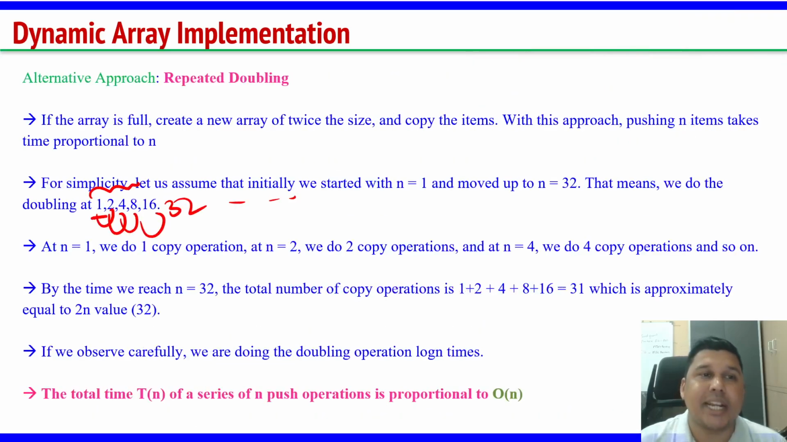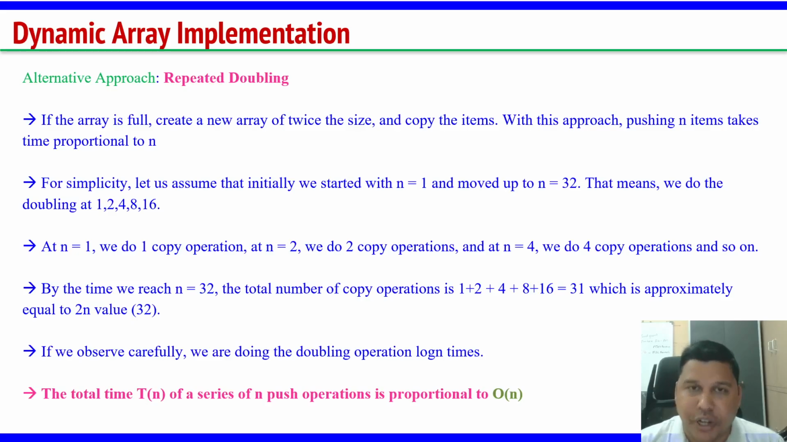Whereas in the repeated doubling technique, you definitely have to do the realloc function call, but the logic is that you can reduce the number of calls to log n times. Okay, that is one benefit with this dynamic array implementation with repeated doubling.